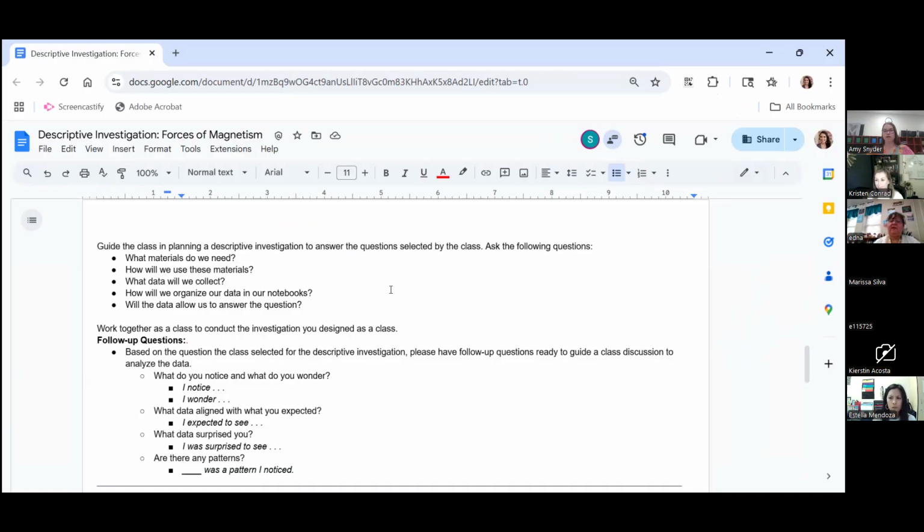Yep, various size magnets. Different magnets, absolutely. Yeah, maybe some paper clips, maybe things that are magnetic and are not magnetic, right? Y'all got it, yes. And so my next question I see here is, how will we use these materials? So how are we going to use our variety of magnets with different sizes and those items that may or may not be magnetic? How are we going to use those?